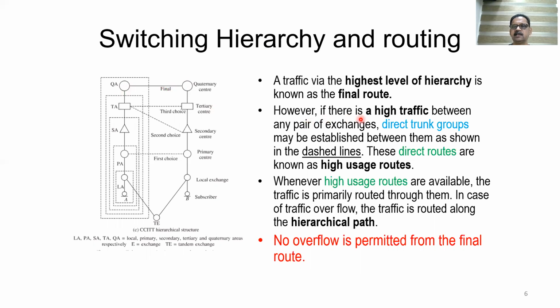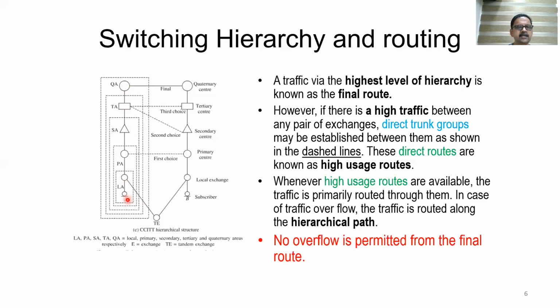However, if there is high traffic between any pair of exchanges, direct trunk groups may be established between them, as shown in the dash lines. These direct routes are known as high usage routes. Now let us see the dotted connectivity. This primary center is connected to the B side primary center, because there is considerable traffic between this primary exchange and this primary exchange. That means the call between A and B need not pass up to QA level.